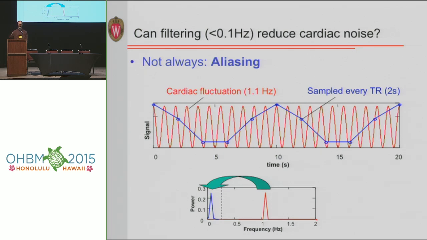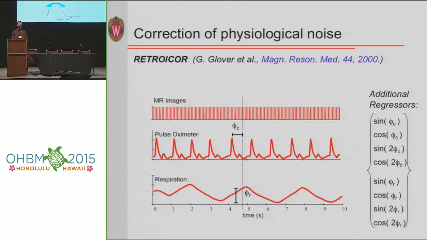And so simply filtering out high frequencies at the typical acquisitions that we get is not going to remove cardiac fluctuations. So instead, one technique that's been proposed is RETROICOR, for retrospective image correction. The idea here is that we measure the phase of the cardiac cycle and also the phase of the respiratory cycle that each image was acquired in. And then we create sines and cosines of that phase and 2 times that phase, or if we wanted to, we can go even higher. And then we use these additional regressors and fit them to the data.